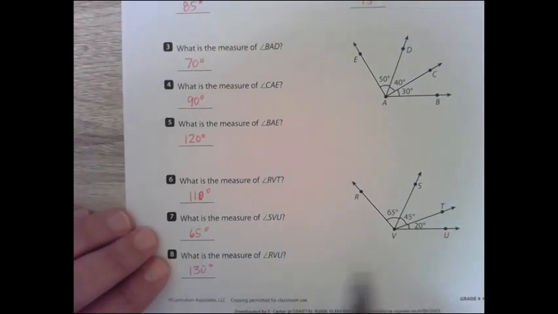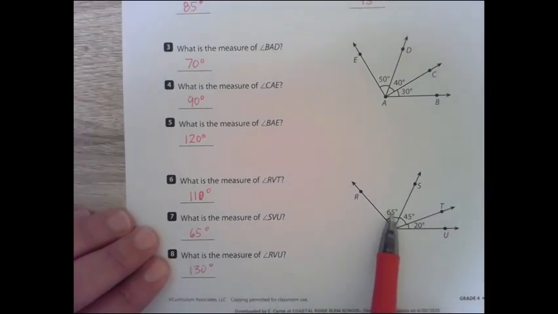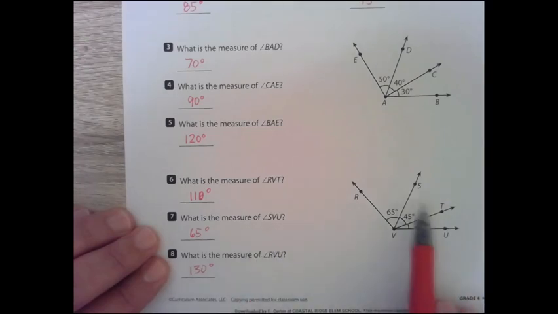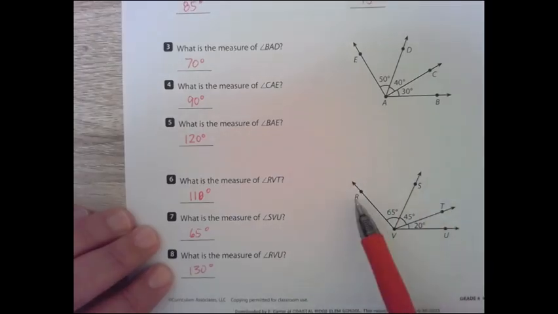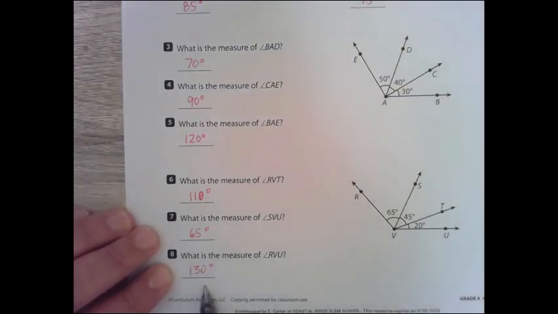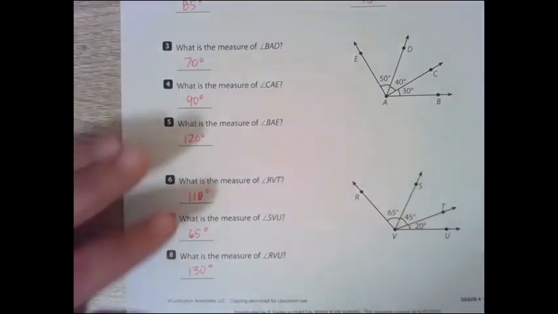Now down here, they're asking for RVT. So you have to add 65 to 45 because, again, RVT has these 2 smaller angles, so that was 110 degrees. SVU is these 2 smaller angles, so 45 and 20, you would get 65. And then the whole big thing, so RVU, when you add these 3 numbers together, you should get 130.